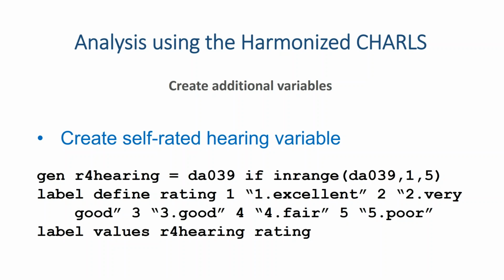So we're going to go ahead and create a self-rated hearing variable. We're going to use the generate command and create a new variable called R4 hearing. We're going to set R4 hearing equal to DA039 if the values of DA039 are between 1 and 5. We're also going to create a label for our values called rating, and we're going to assign that value label to our R4 hearing variable. So let's switch back to Stata and take a look at it.